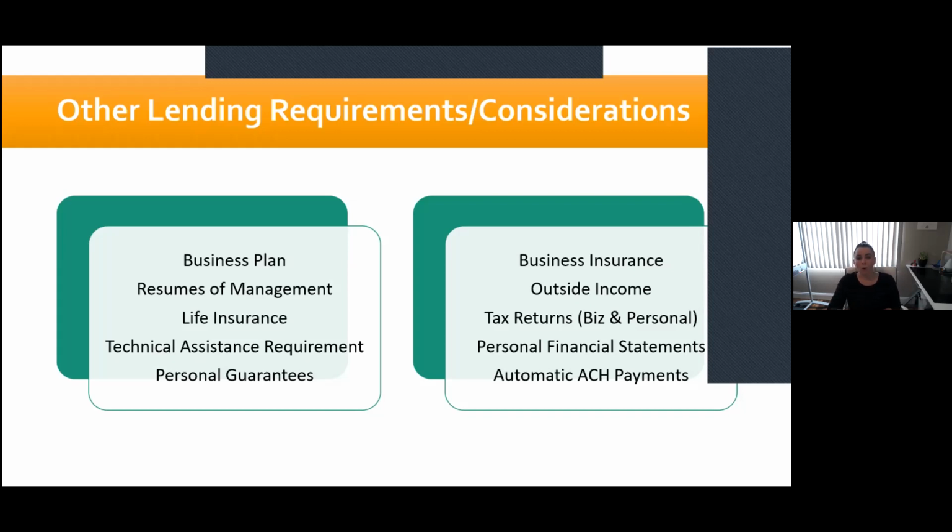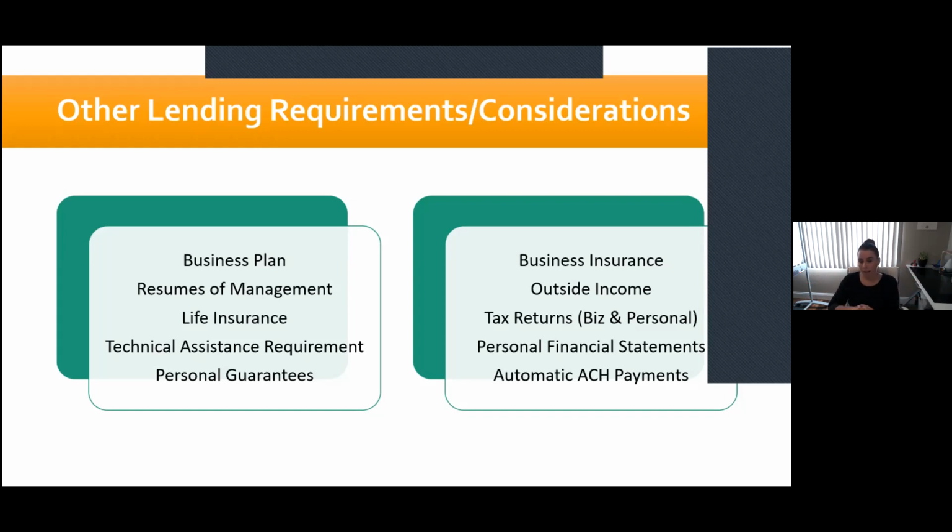Some lenders are going to require an outside income. So if you have a spouse or another job or another stream of income, that helps your overall debt service coverage, so that if something happened with your business, they would have the security to know that you could also repay from your personal funds and your outside income as well.